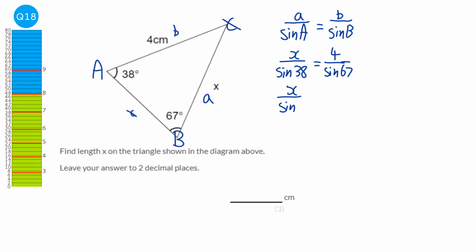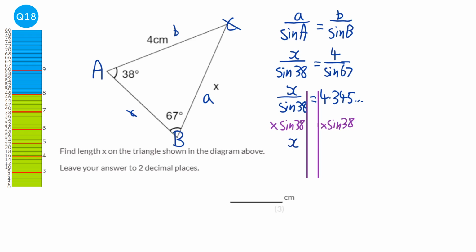Okay, let's work out what 4 over sine 67 is, and that's 4.345 blah blah blah. So we're going to solve this. It's going to be a nice easy solve today, because all we need to do is times both sides by sine 38. And so that will give us 2.675, blah, blah, blah. And when we round that, we get 2.68.